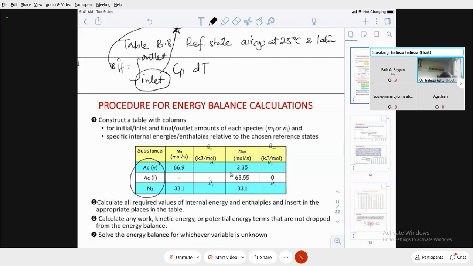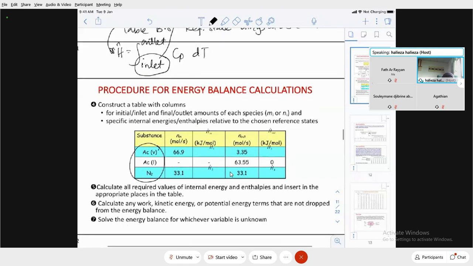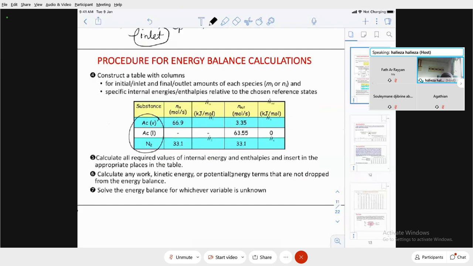Now, after you have got all the values for your enthalpy, you need to get either the internal energy or the enthalpy. Then you cancel whether work is going to be cancelled, potential energy is going to be cancelled, or dropped off from the equation. Then you solve the unknown that is required. So this is the procedure.